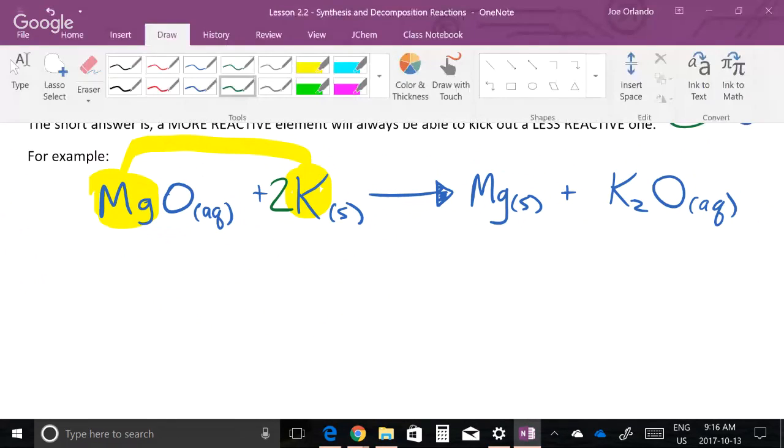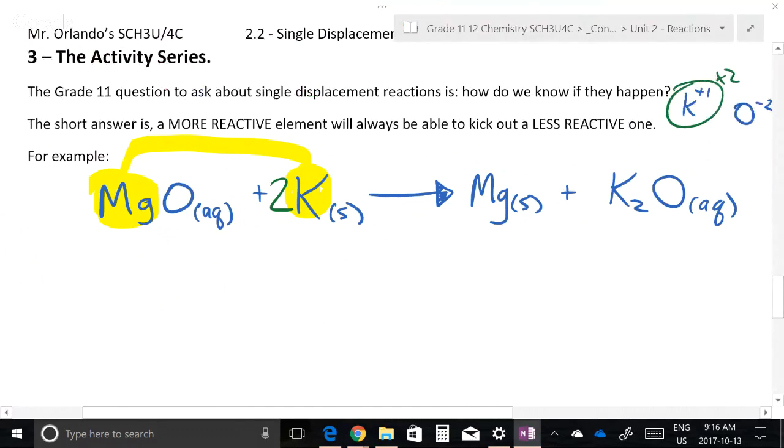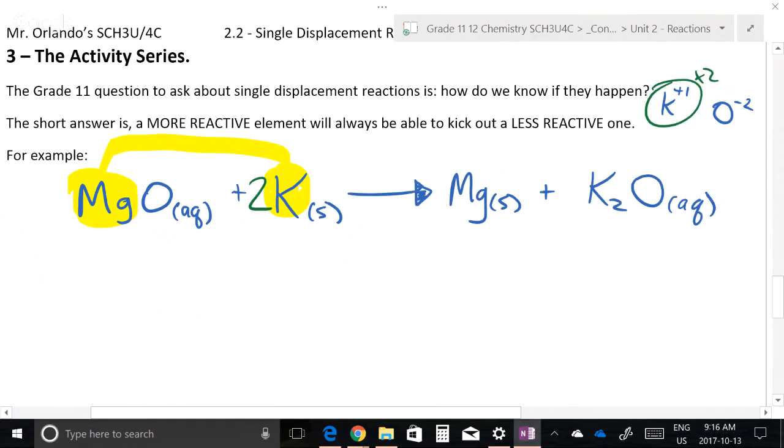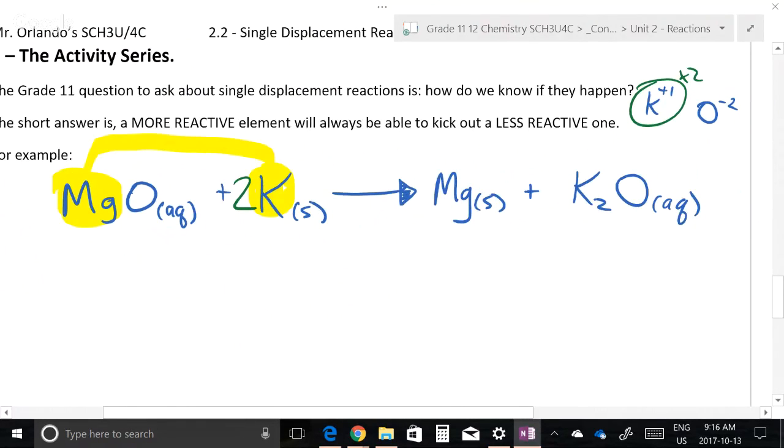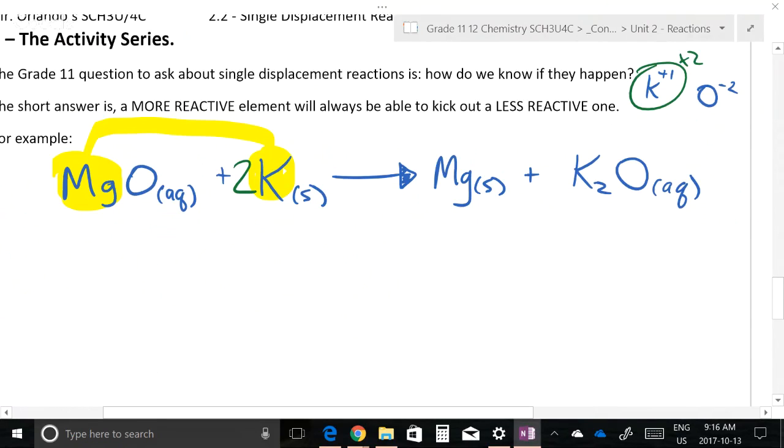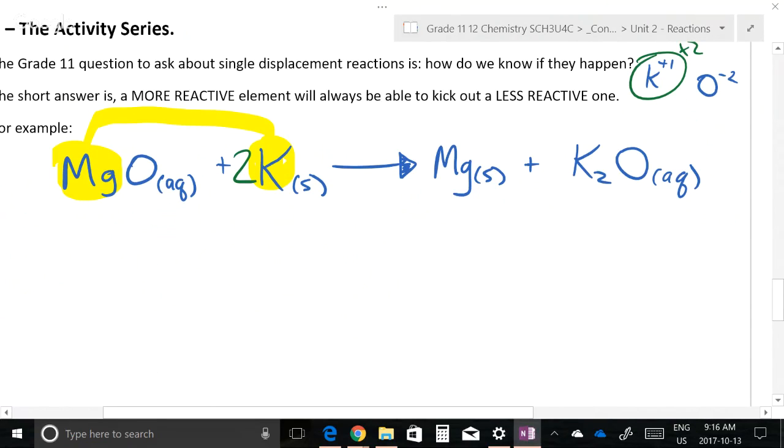Great, perfect. Okay, so this reaction does happen. I could go right now to the back, I could get magnesium oxide, I could get potassium metal, we could go on the bench and we could do this reaction. And it happens, and I will end up with solid magnesium, and I'll end up with potassium oxide. If I do the math right, I could take all of that magnesium oxide and turn it all into magnesium and potassium oxide.